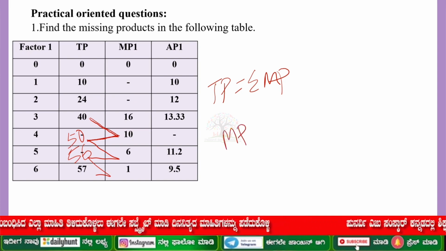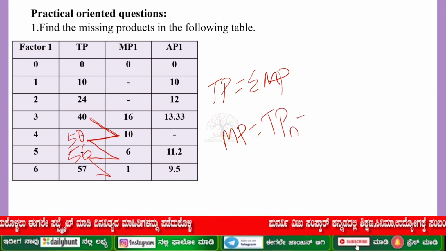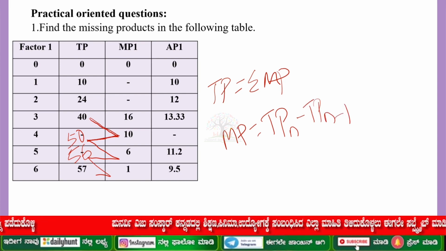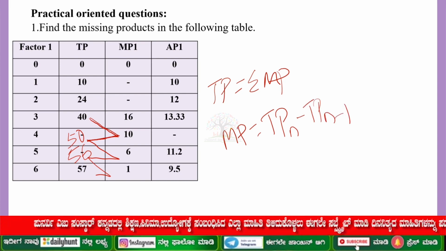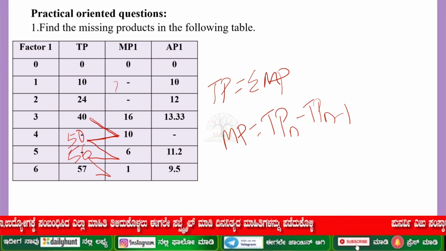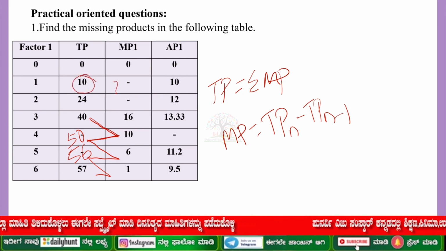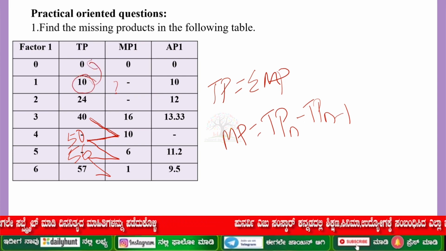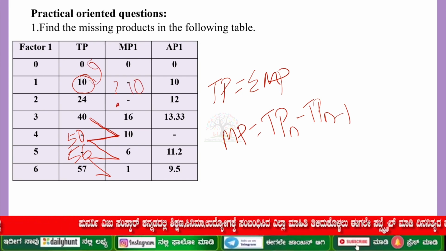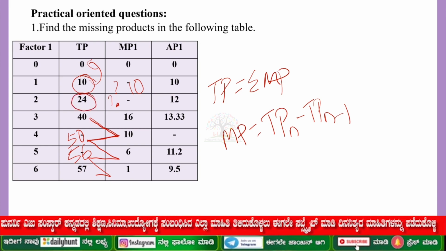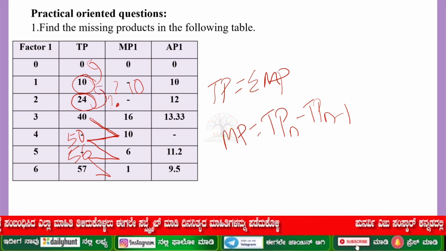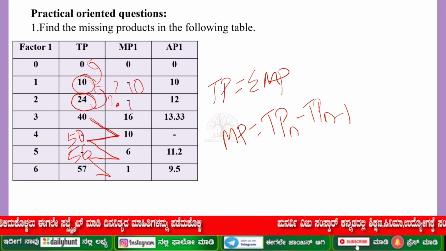Similarly, if you want to find out MP, it is TPn minus TPn minus 1. So here, TP we have 0, so we wrote 0, right? Now, if you want to find out this MP, take the value of TP and deduct the previous value. So 10 minus 0 is 10. If you want to find out this, you have to take the respective total product and deduct the previous value. So 24 minus 10, you will get 14.